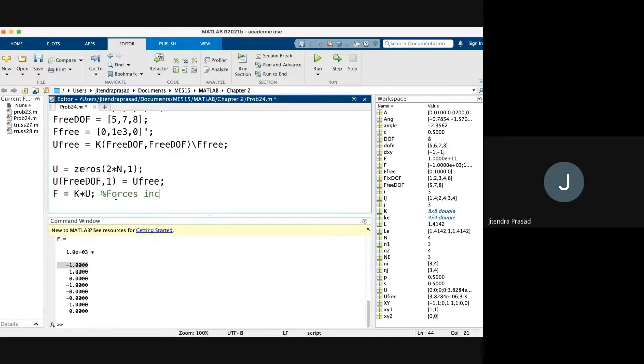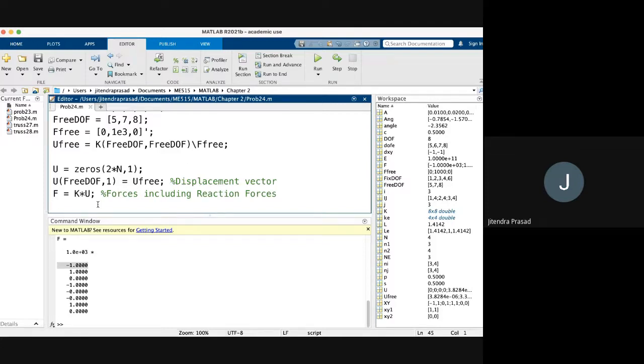So this has everything, forces, including reaction force. We got this, the displacement vector, and so on. Now the only thing that remains is the value of the strain, how to calculate the strain.